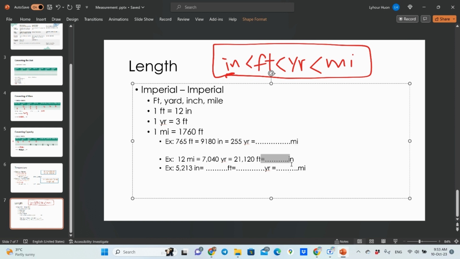Bigger to smaller. Oh, so all of the time you divide? Yes, I've been writing the whole time. Okay, no. Feet is bigger than inches. Feet is bigger than inches. Bigger to smaller.